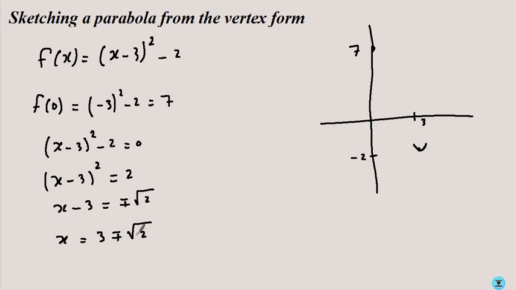And root 2 is approximately 1.4, so the two roots are going to be positive, but one is going to be slightly larger than the other. And if we try to sketch it, we end up with this curve. The larger root is this one. It's going to be 3 plus root 2. And the smaller root is this one. It's going to be 3 minus root 2. And that's your sketch.